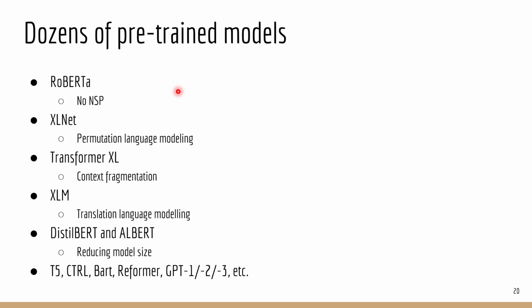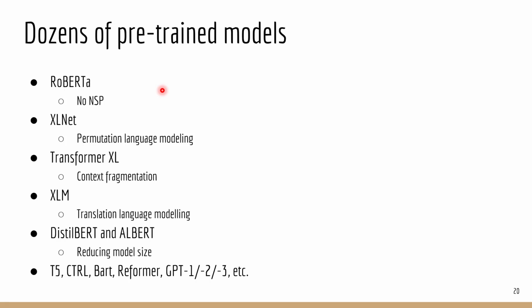It was shown by different people that NSP is not an optimal objective. So what RoBERTa did was to discard this NSP objective from BERT and to make some other modifications, like training with larger mini-batches, on much larger data, and for longer. And this resulted in huge improvements across different standard benchmarks for the model.